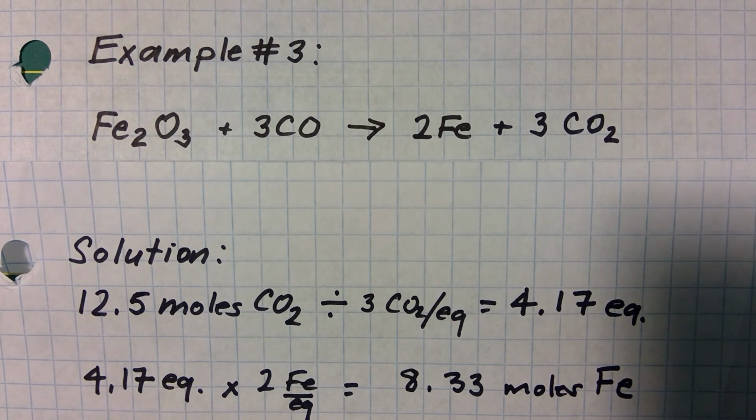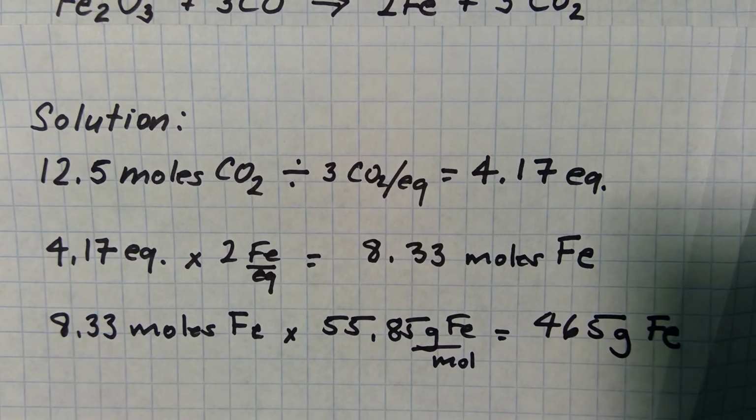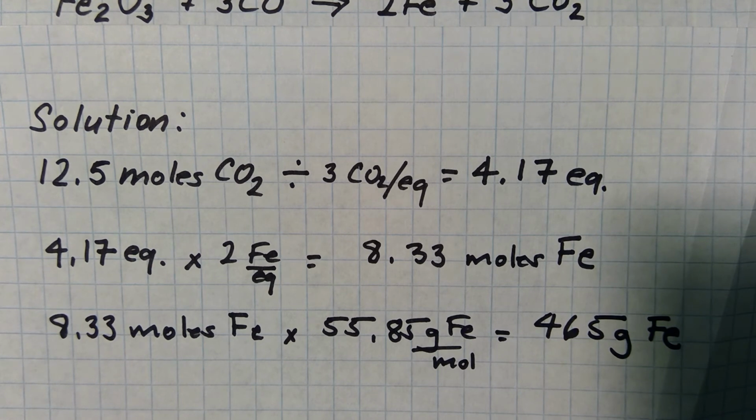From equivalents, everything from now on up will be just multiplying. 4.17 equivalents times 2, you would end up with 8.33 moles of iron. And finally, 8.33 moles of iron times the molar mass of iron, which is 55.85 grams of iron per mole, would leave you with 465 grams of iron.